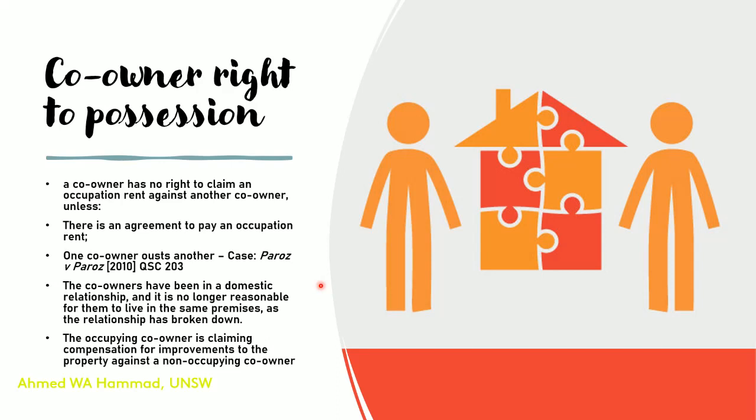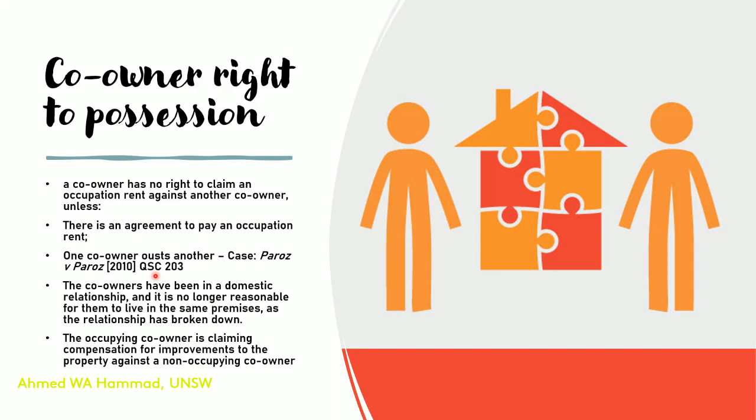So both parties agree that there's this rent that has to be paid from one party to another, or if it's found that one of the co-owners ousted the other, and this was highlighted in this Queensland case on the screens in front of you. If the co-owners had been in a domestic relationship, but it was no longer viable or reasonable for them to live in the same premises, then maybe an occupation rent can be claimed by one of the owners.